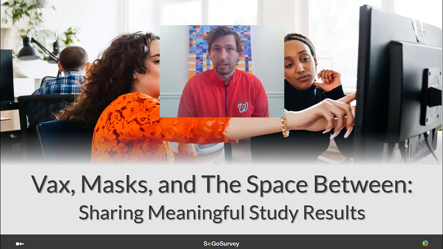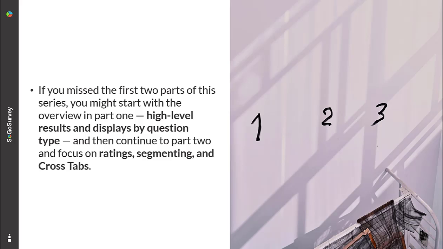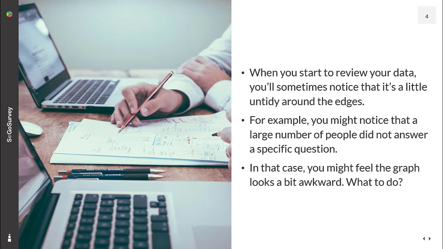So without further ado, let's dive right into it. If you missed the first two parts of this series, you might start with the overview in part 1, which was high-level results and displays by question type, and then continue to part 2 and focus on ratings, segmenting, and crosstabs.